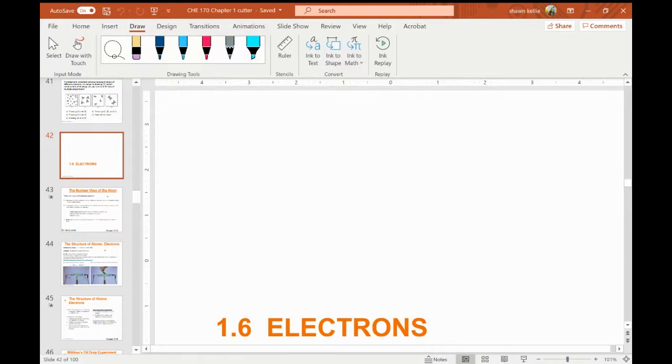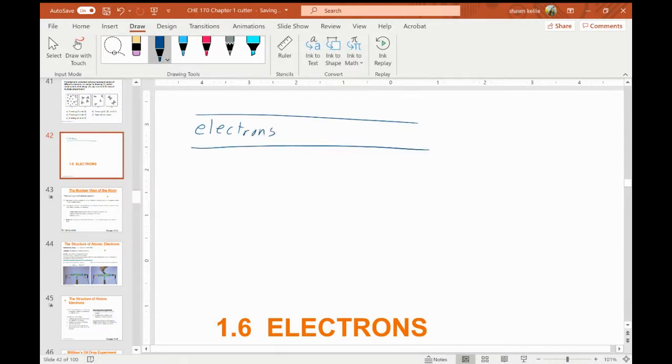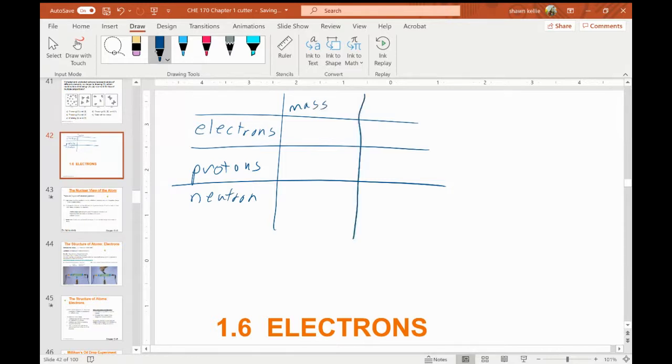I have electrons. I have protons. Ooh, everybody write down Captain Proton. All right. Let's take a look here.